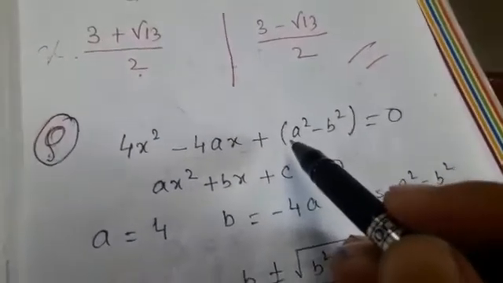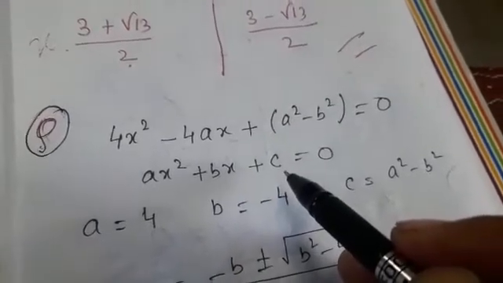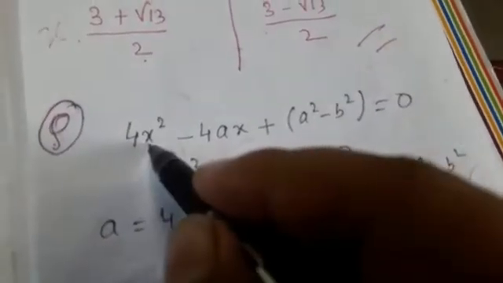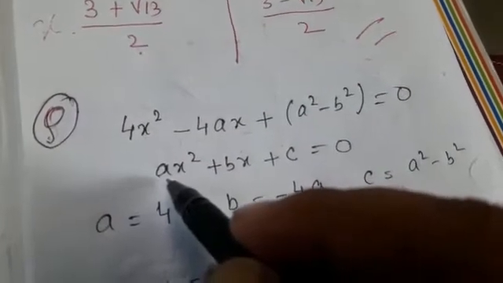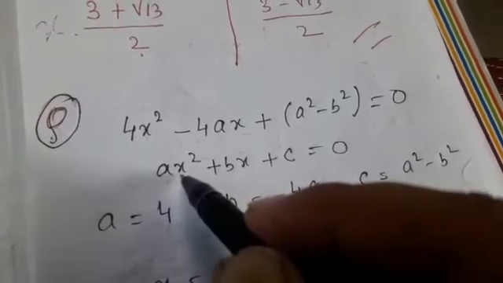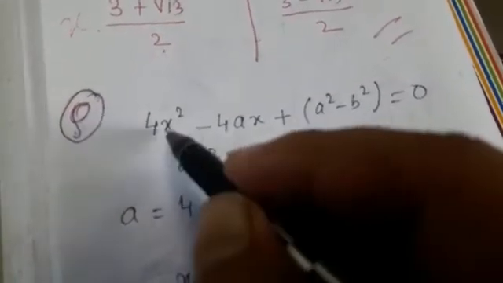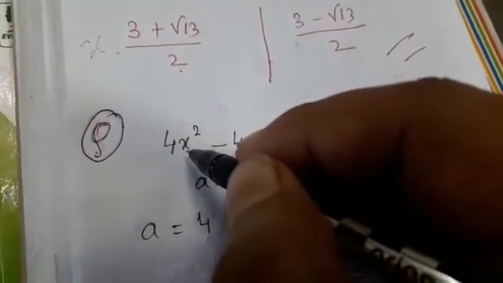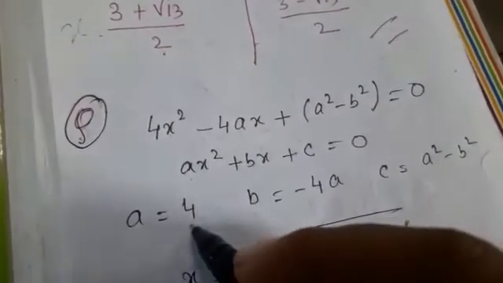If you will compare your question with the general form of quadratic equation, that is ax square plus bx plus c, then you will get the coefficient of x square is 4. And what is the meaning of that? It is a, right? Because coefficient of x square is a. So if you will compare your general equation with the given question, here the coefficient of x square is what? 4. So your a is equal to 4.